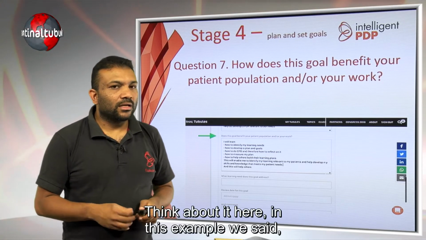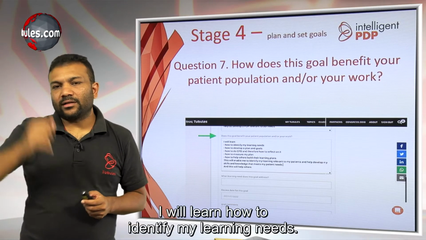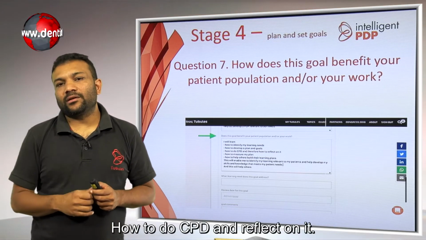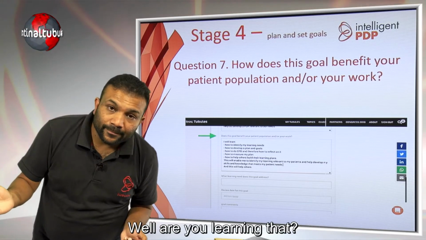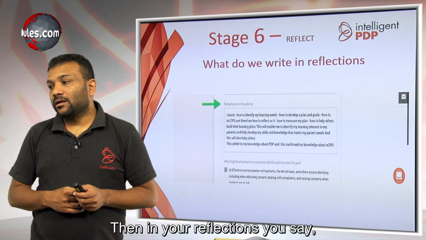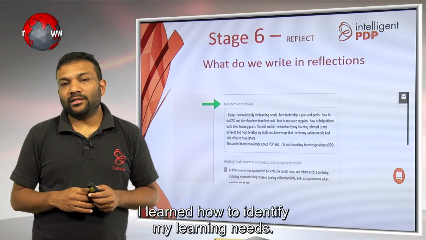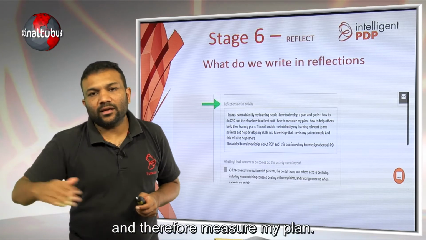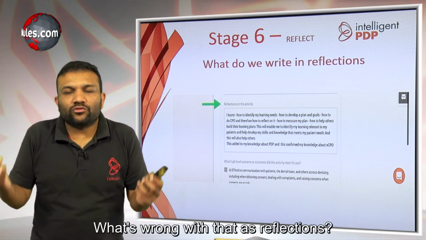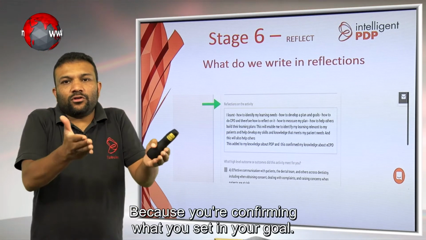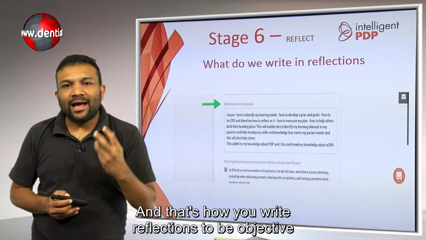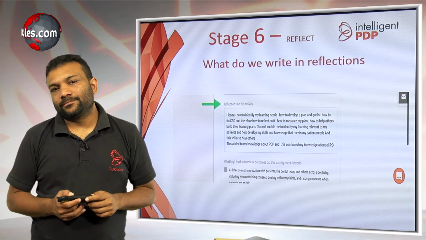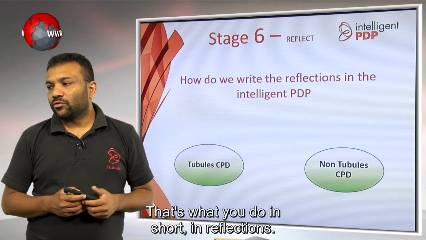Think about it here. In this example, we said I will learn how to identify my learning needs, how to develop and plan goals, how to do CPD and reflect on it. Well, are you learning that? Then in your reflections, you say, "I learned how to identify my learning needs. I learned how to develop plans and goals. I learned how to do CPD and reflect on it and therefore measure my plan." What's right about that is reflections, because you're confirming what you set in your goal. And that's how you write reflections, to be objective and to be really, really specific about it. That's what you do in short in reflections.